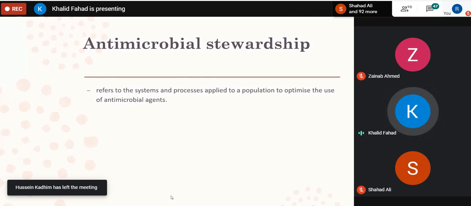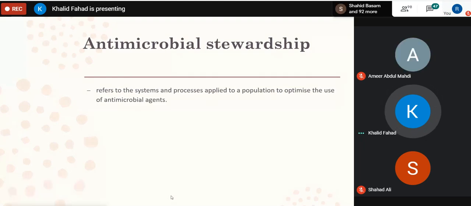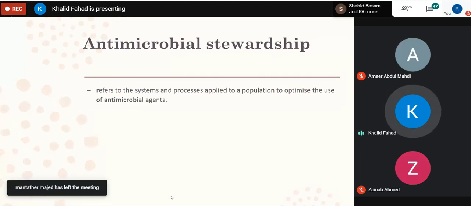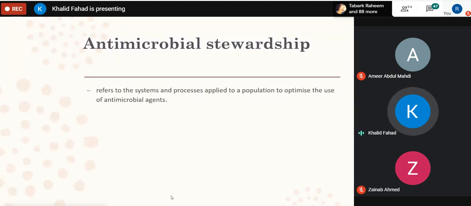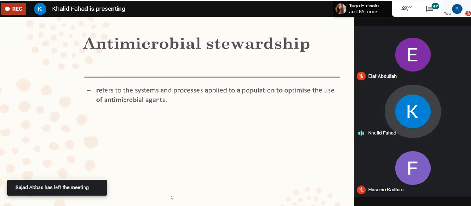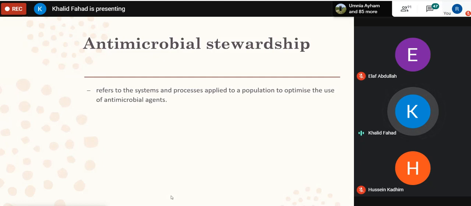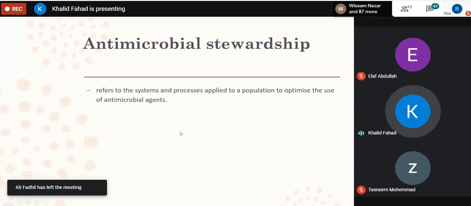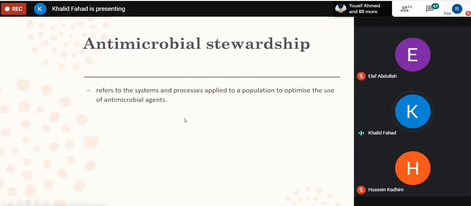This is a term: antimicrobial stewardship. What do you mean by this term? It refers to the systems and processes applied to a population to optimize the use of antimicrobial agents. Nowadays, there is much misuse of antimicrobial agents in any patient with fever. An antimicrobial agent is unnecessarily prescribed, which may build up antimicrobial resistance. So not every patient with fever should be prescribed an antibiotic, as this will create resistance. So antimicrobial stewardship describes the proper systems and processes to optimize the use of antimicrobial agents with respect to indication, dose, and type.